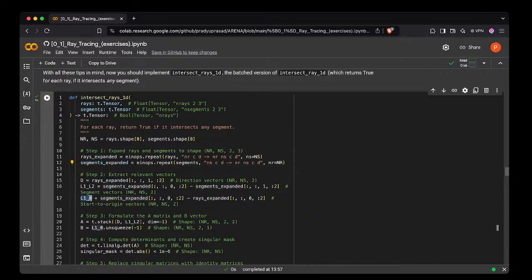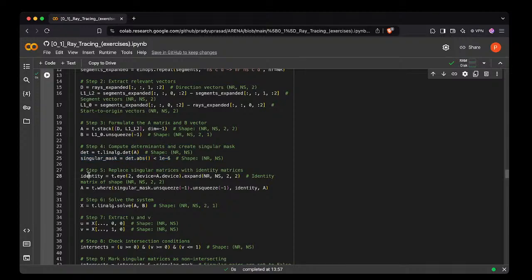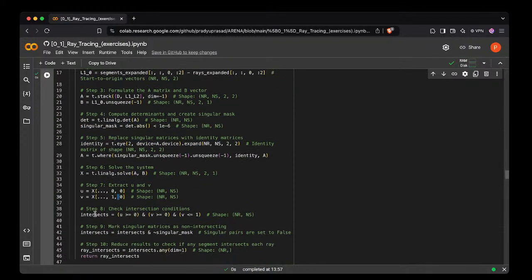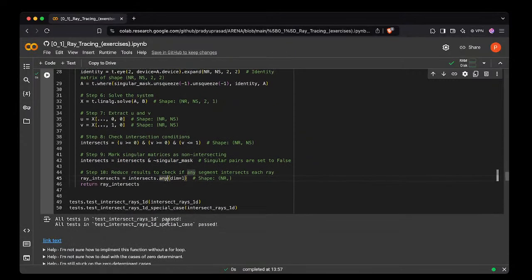Okay. We need to find this again. We have to solve it. We have to find the determinants inside it. If there are any determinants, we have to mask them, solve it, extract the U and V, check for the value of the intersections, mark them as non-intersecting, and reduce the results. And this is the stuff I really don't understand.